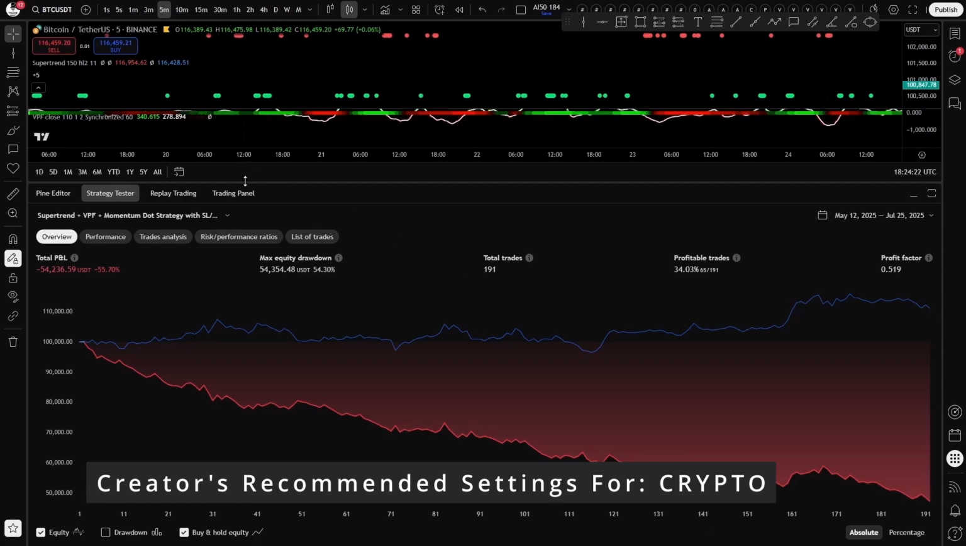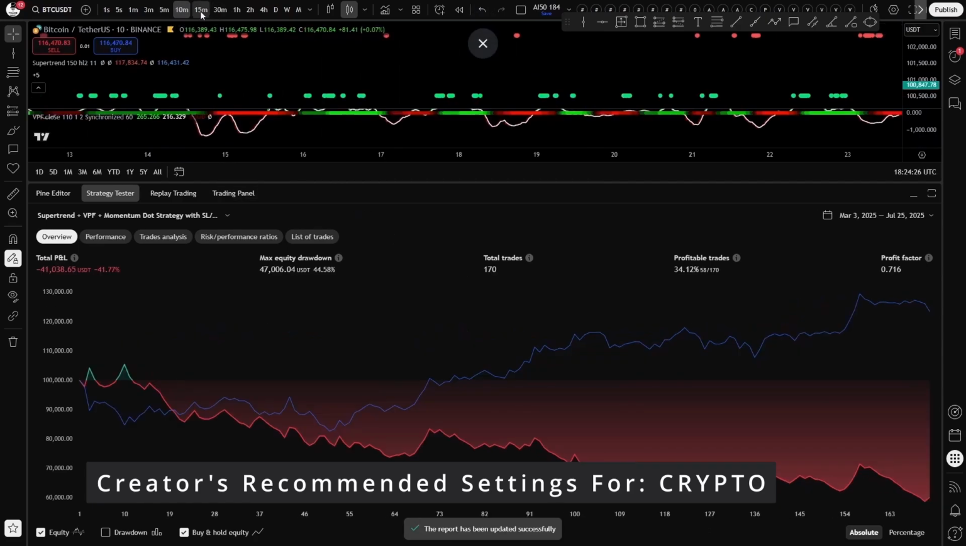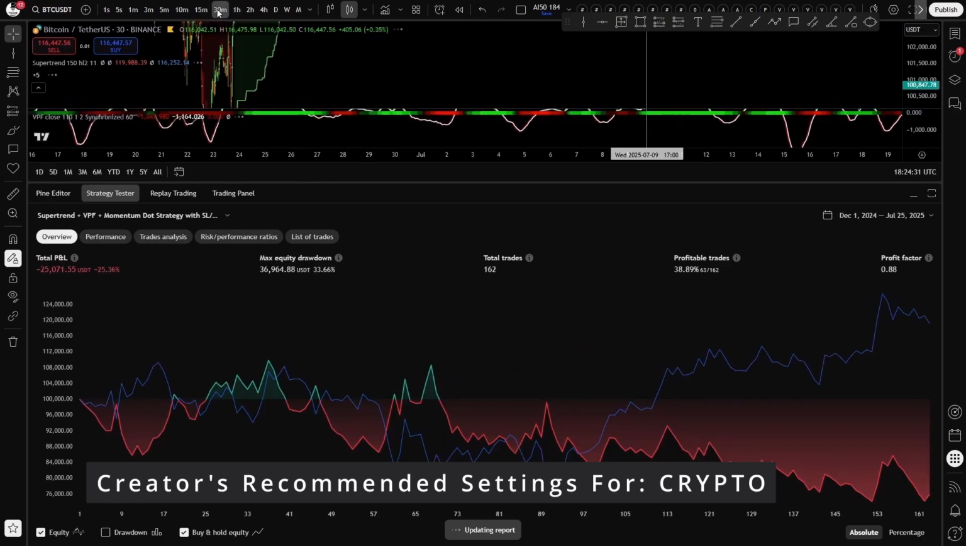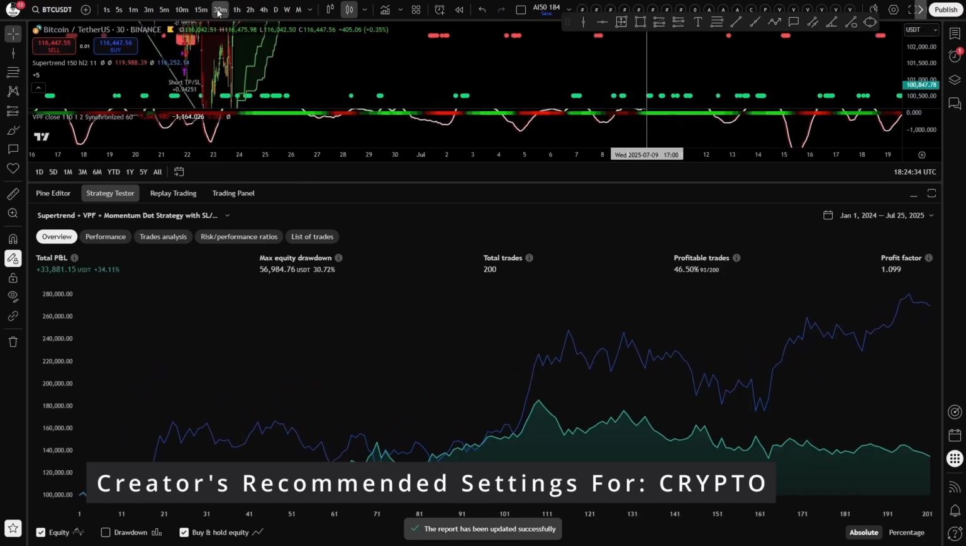On the 5-minute chart, on the last 20,000 candles, it is not profitable. On the 10-minute, it is still not profitable. 15-minute, still not profitable. 30-minute, now we are getting somewhere, it is profitable, but the buy and hold was better. In the last 20,000 candles, the script took 200 trades, which is perfectly healthy, that's a good amount. 34% net profit and a 30% maximum drawdown with around a 1.1 profit factor.